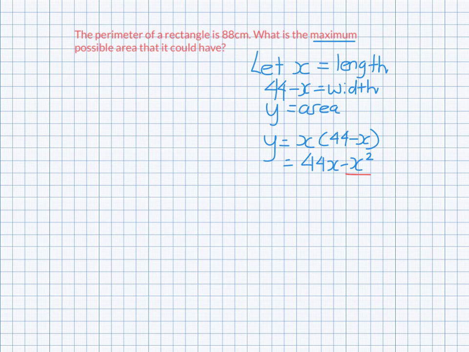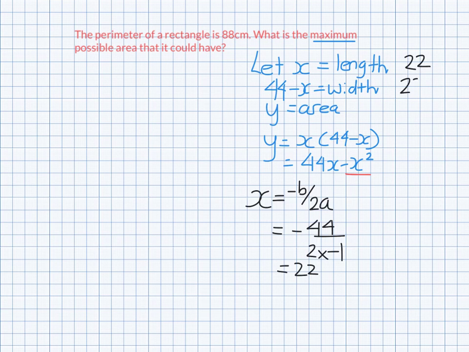But we already know how to find the maximum turning point, how to find the turning point of a parabola without graphing it. And the turning point occurs at x equals minus b over 2a. So here b is 44, so we've got minus b over 2 times a is negative 1. So here we get x equals 22. The maximum area occurs when x is 22. The length is 22, but it means the width is also 22, 44 minus 22.